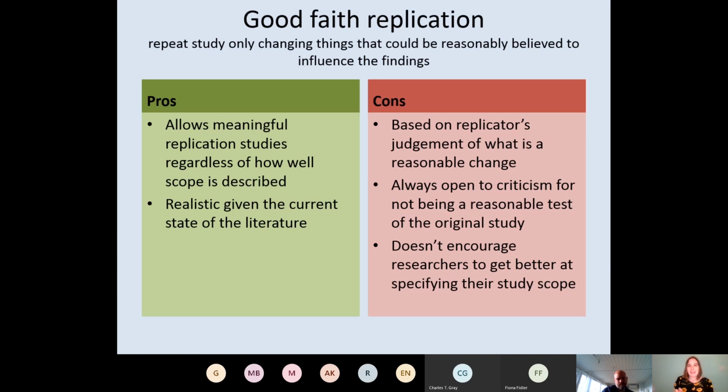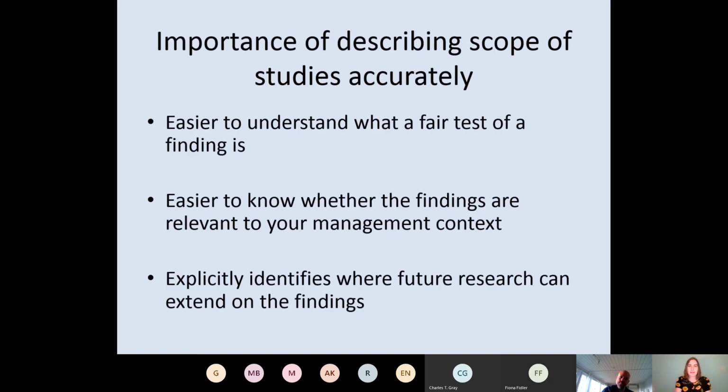And I think another problem with this approach, and maybe this is a little bit too philosophical or idealistic, is that it doesn't encourage people to get better at specifying what their study scope is. And I think that's a real problem. Particularly in ecology, I think it's really important that we pay more attention to that and get better at it, both because it's an easier way to understand what a fair test of a finding is, and also because without being really clear about what your expectations for the generalizability and reliability of your findings are, it's hard for people to know whether they can actually apply them to any given management context.